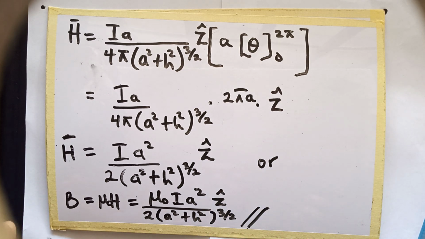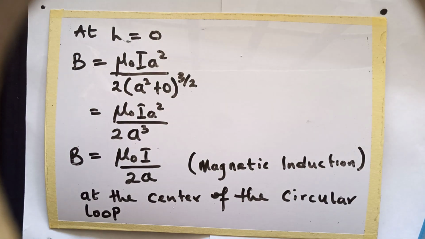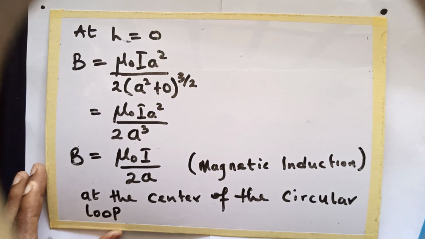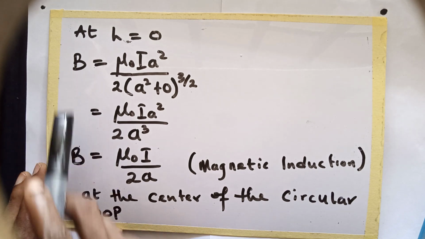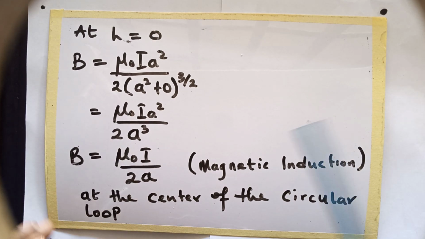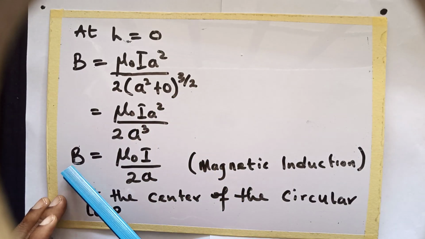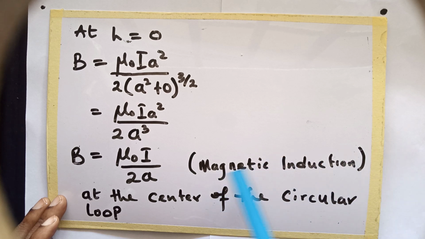But sometimes you might be interested in calculating the magnetic field at the center of the circular loop. So what you do is to make h equal to 0. Once you make h equal to 0, this formula will become this expression. And at the end, we have our B, which is the magnetic induction, equal to mu naught I a squared all over 2a cubed. So if we cancel out, we have B equal to this. So this is the magnetic induction at the center of the circular loop.